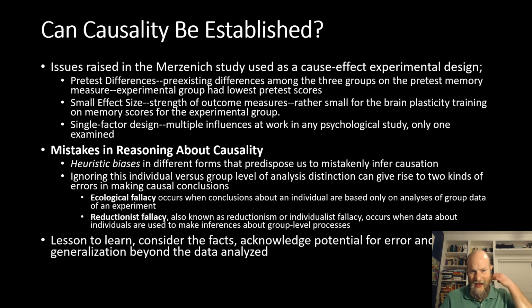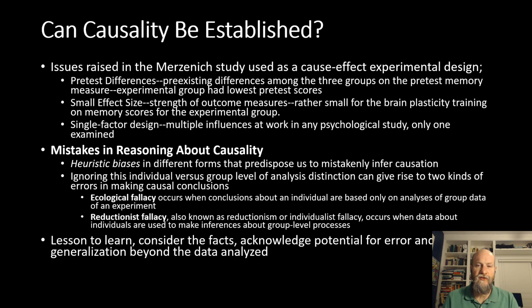The opposite of that is the reductionist fallacy. It's also known as reductionism or the individualist fallacy. And this occurs when data about individuals are used to make inferences about group level processes. This is sort of the problem that we run into when we use anecdotal evidence as an argument for causation or for a relationship between variables.